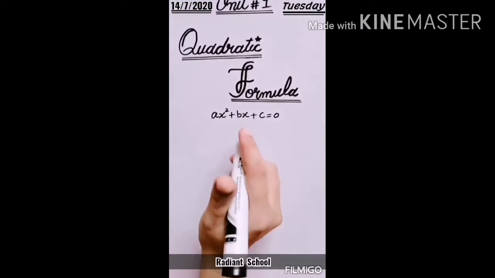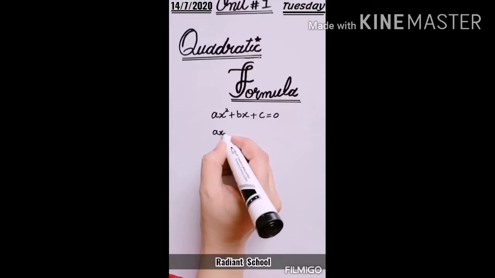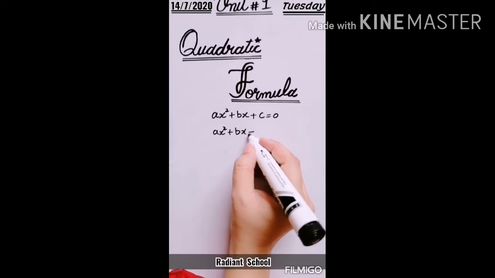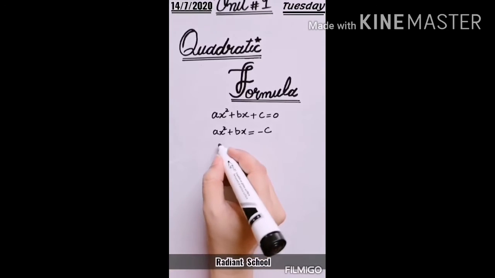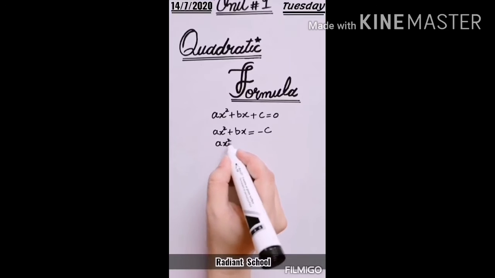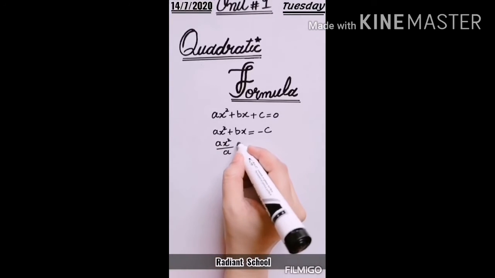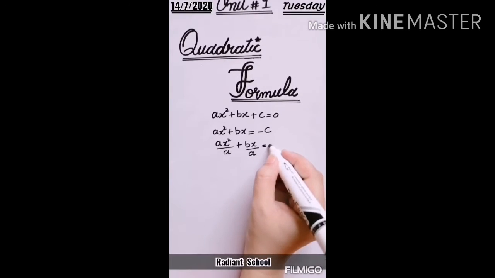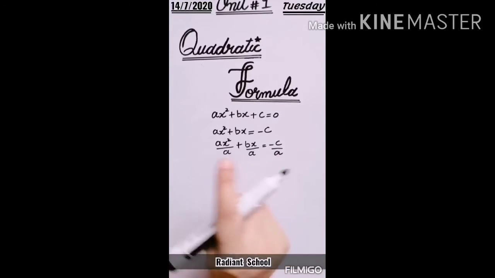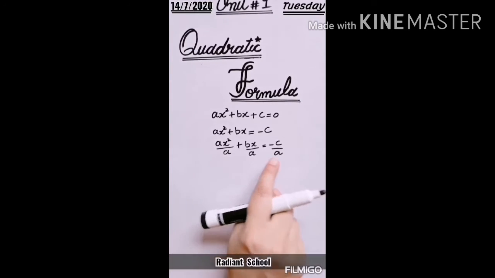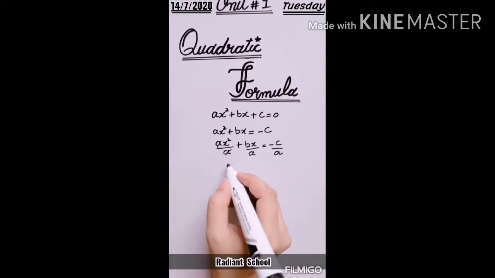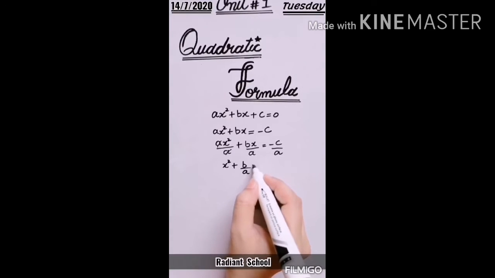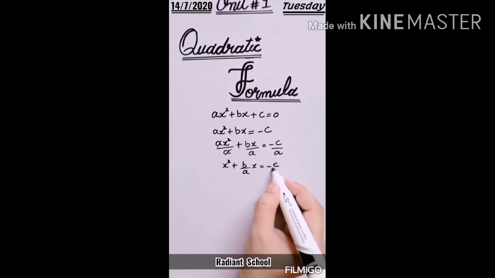You have to solve this quadratic equation by the method of completing square. The first step of completing square is that you have to shift the constant on the right hand side. The second step is that you have to make the coefficient of x square 1. For that purpose you have to divide all the terms by a. A will be cancelled. You will be having x square plus b over a x is equals to minus c over a.